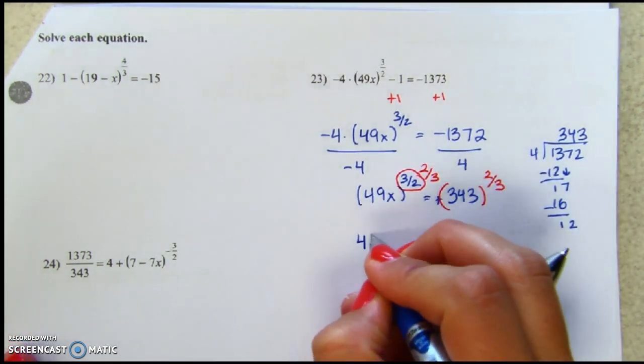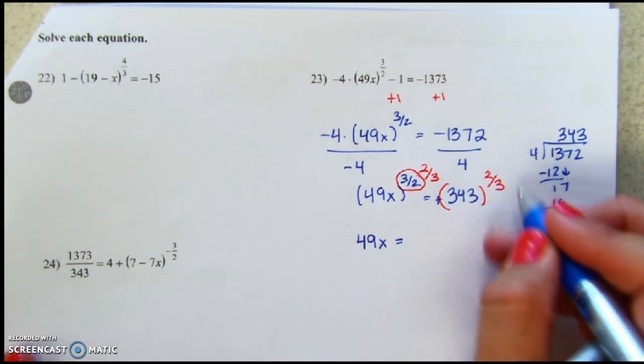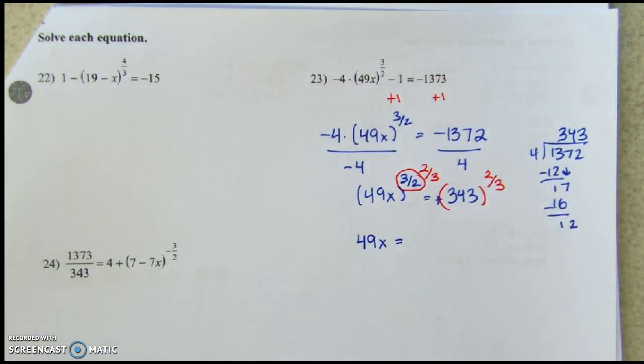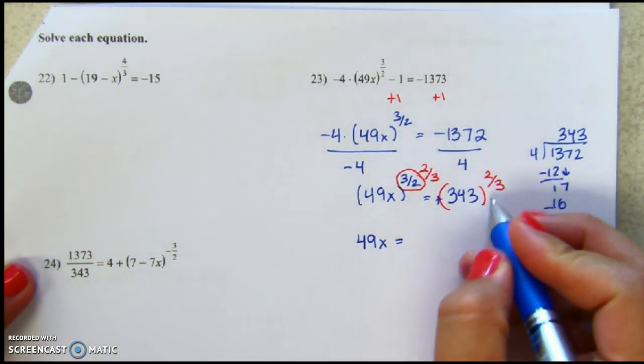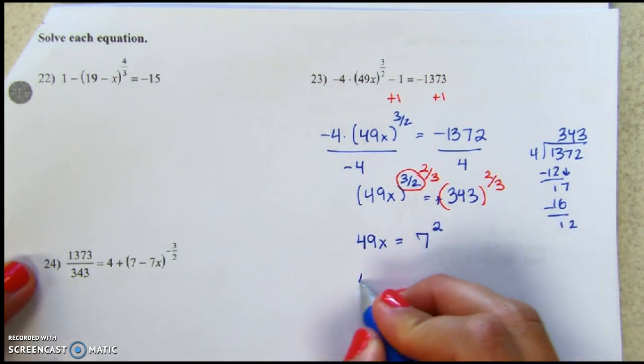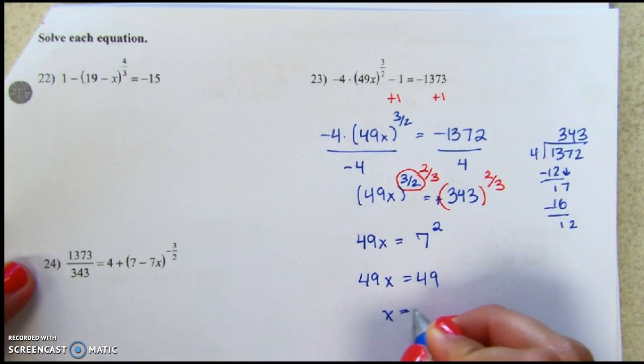So now we have 49 is equal to, do you remember how to do this? We're going to take the cube root of 343. So what is the cube root of 343? All right, the cube root of 343 is 7. So now we have 7 squared. So 49x equals 49. So x equals 1.